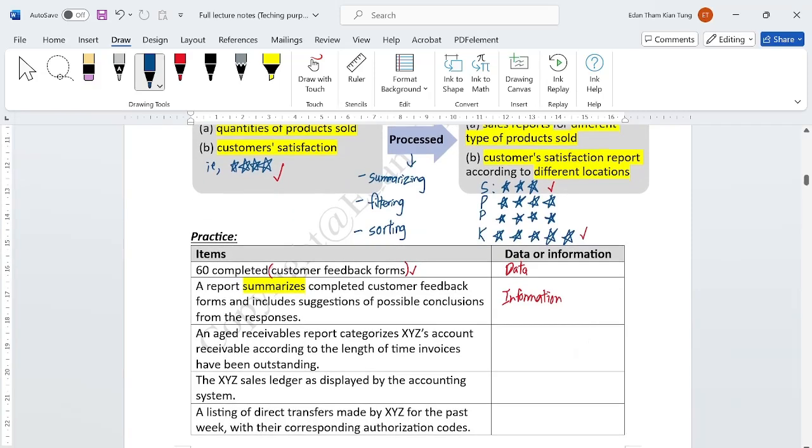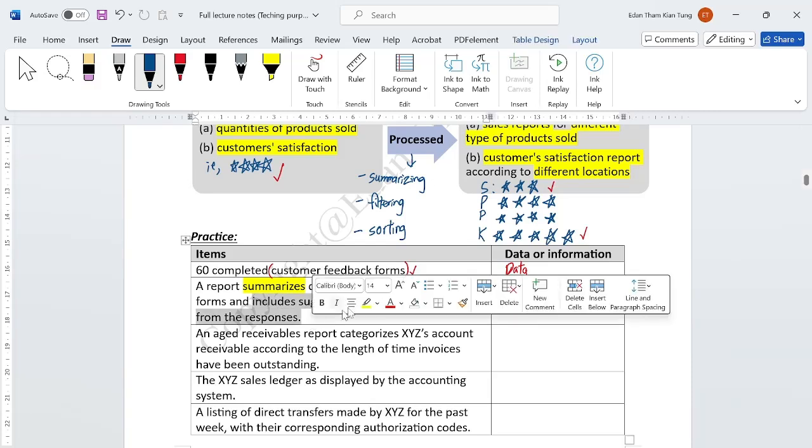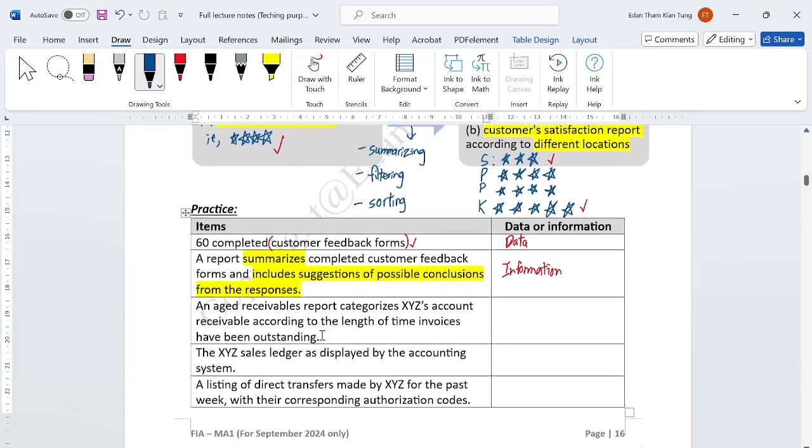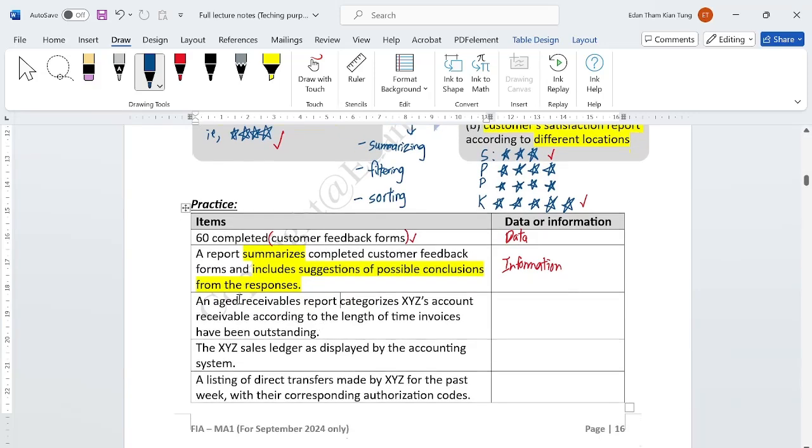Okay, the second item: a report summarizing the completed customer feedback forms and including a suggestion of possible conclusions from the responses. So anything that has been summarized will automatically become information. All right, so the third one, what is it? Data or information? Correct, the answer is information.